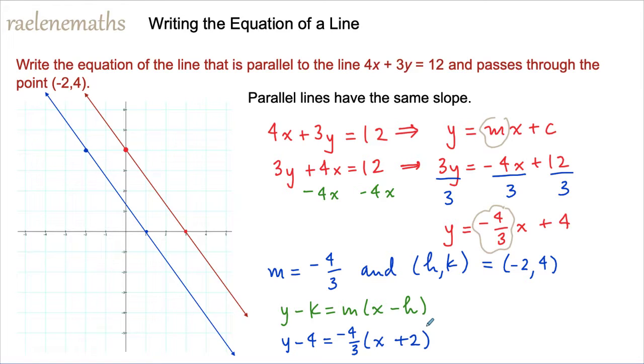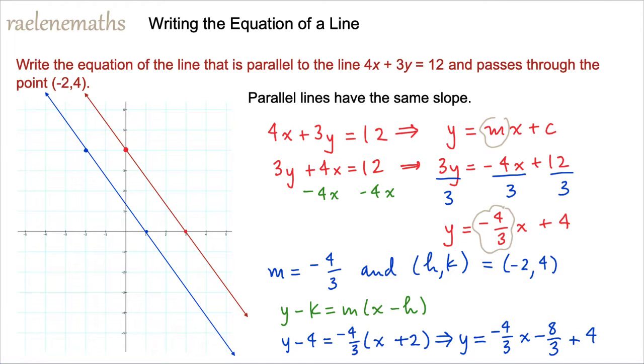Sometimes it's expected or required that we rearrange to give y equals mx plus c form. When we do this, we are going to expand the right side and then add 4 to the end. So we're going to get y equals -4/3 times x, multiply -4/3 times +2 gives us -8/3, and then we add 4 to both sides.